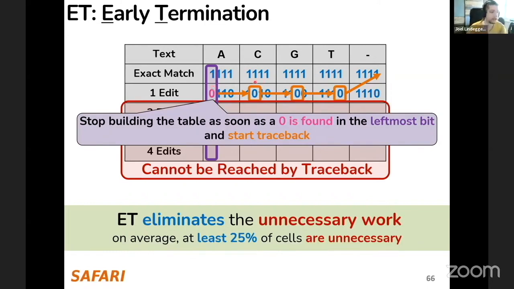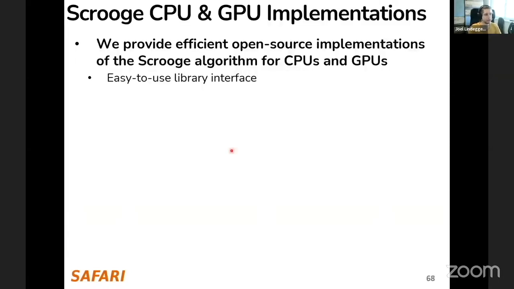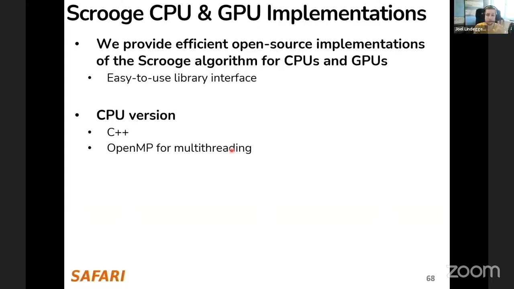And if, let's say, the two strings differ by only one edit or even 0 edits, then we can stop even in the first row immediately and do almost no computation, which makes this highly efficient. So yeah, we implement all of these improvements for both CPUs and GPUs. We open source them on GitHub, and it's really easy to use library interfaces.